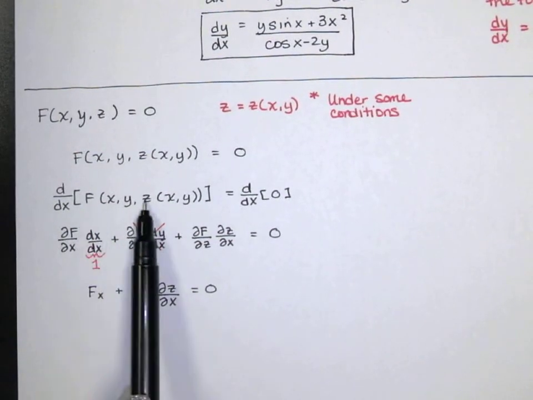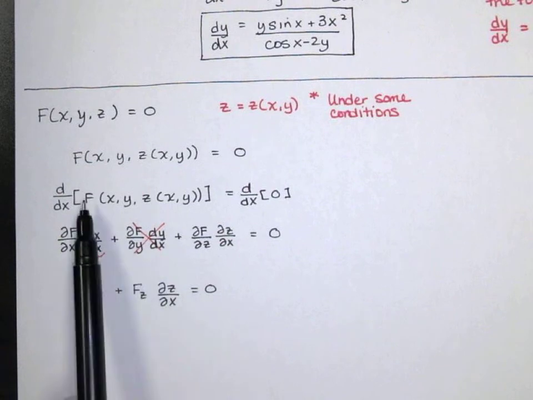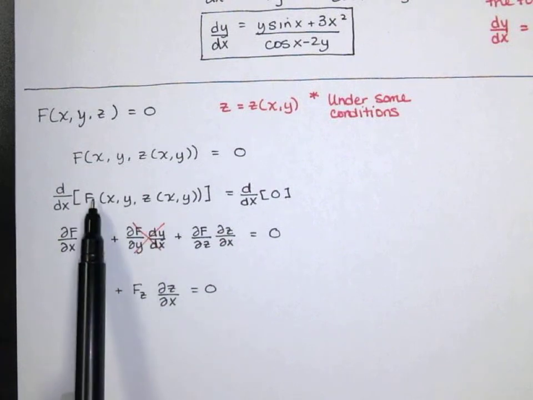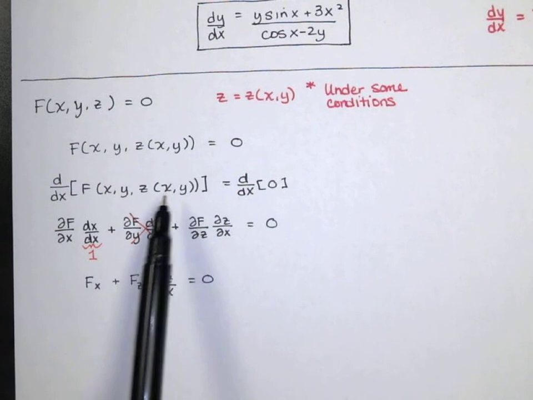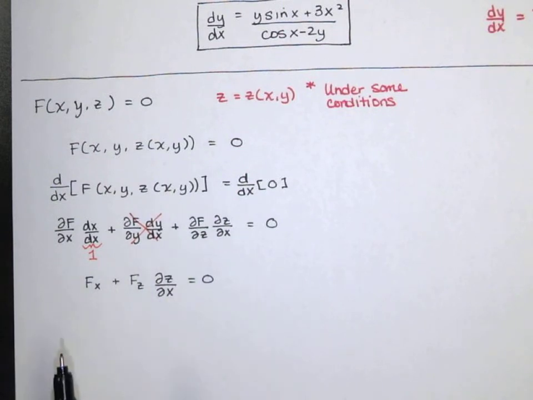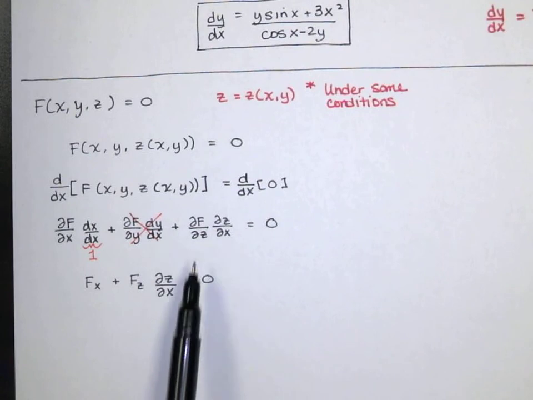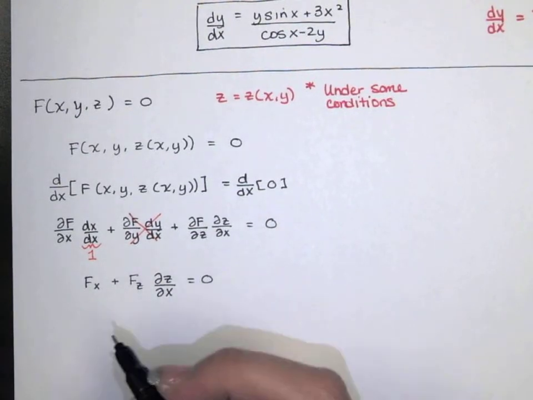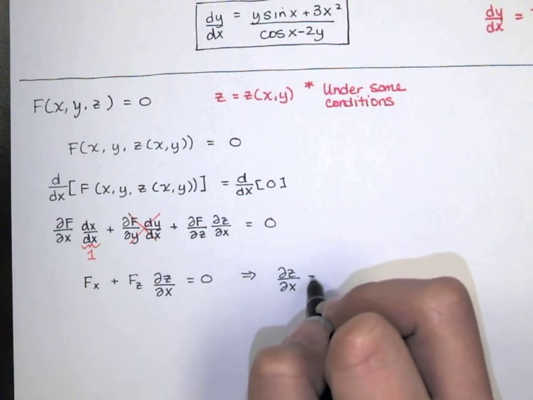And then if I see a term that involves z and z depends on x, I take the derivative of the outside with respect to z. So I take the partial of this function with respect to z. And then I multiply by the derivative of the inside with respect to x, treating y as a constant. Since we're treating y as a constant, this guy is 0, and we've got a partial right there. So if I solve this for the partial of z with respect to x, I get this.